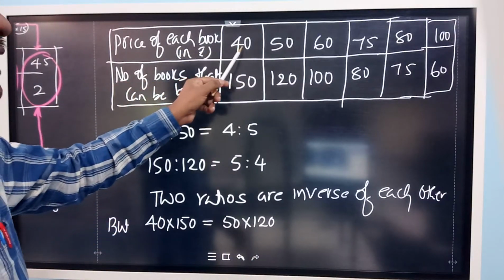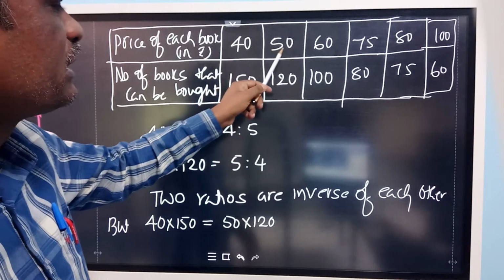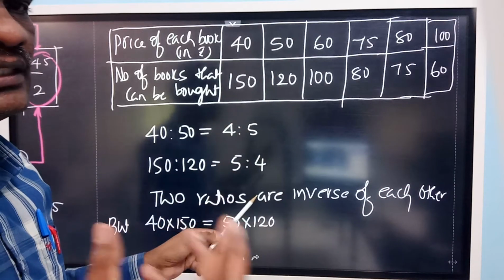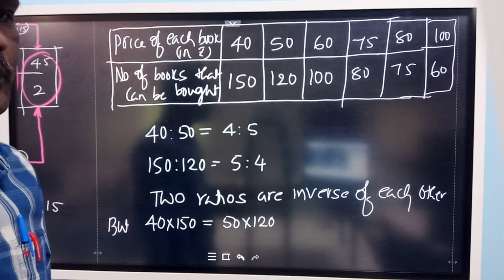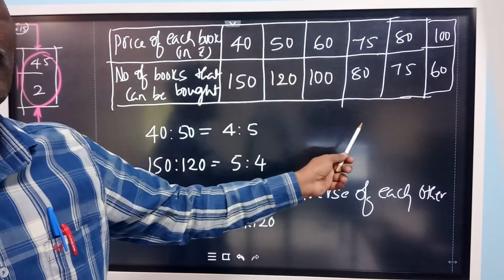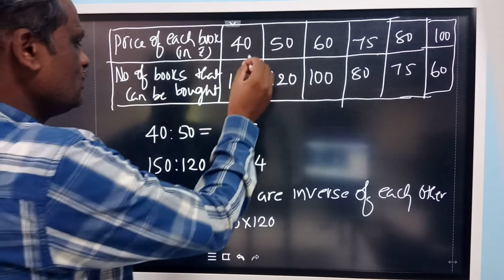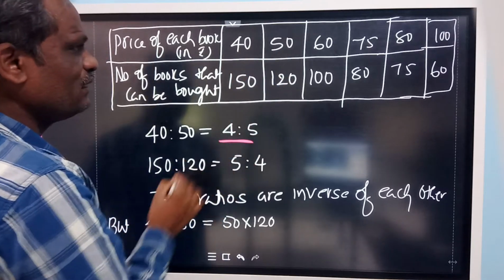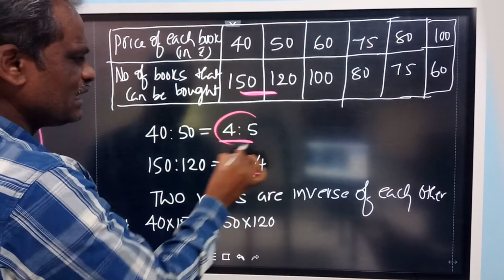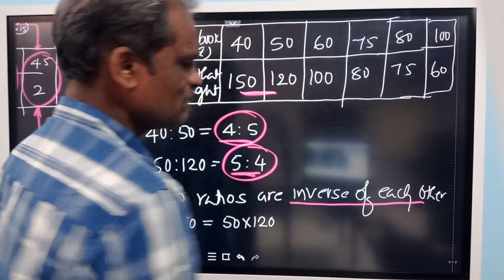You see one more example here. If the price of each book is 40 rupees, you can buy 150 books. If the price of the book increases, the number of books you purchase decreases. The more the cost, the fewer books you can buy with the same amount. They are inversely related. So 40:50 gives you 4:5, and 150:120 gives you 5:4. How are they related? 4:5 becomes 5:4. They are inverse to each other.